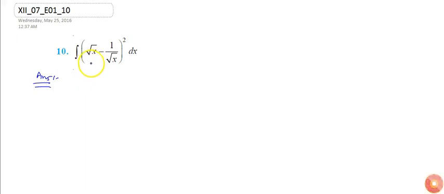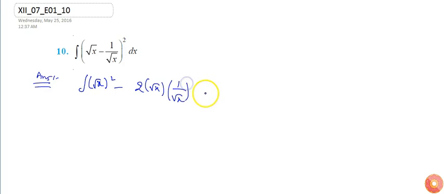In this question, before the integration, I need to simplify the expression. So if I expand the bracket, it is similar to (a minus b) whole square, which is a square minus 2ab plus b square.